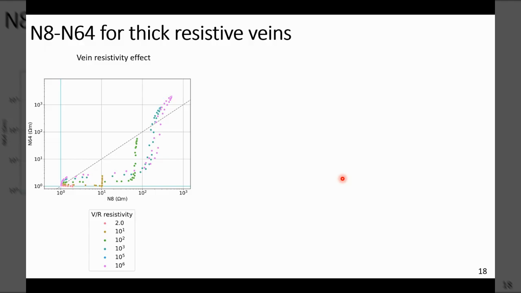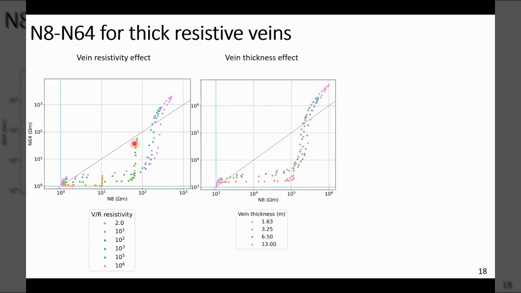So now let's try to see the effect of each vein parameter on the N8 and N64 plot that we have. We start with the effect of the vein resistivity. If we increase the vein resistivity, we see that the plot starts shifting towards the right. And the important point here is that up to a certain vein to rock resistivity ratio, the N64 might never go higher than N8. For the effect of vein thickness, we see that as we are increasing the vein thickness, the only change is that the portion of the data that goes above the one-to-one line increases.